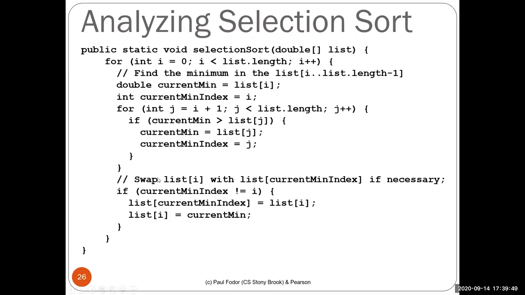In the case that the current minimum index is different than i, you need to swap the elements at index i and current minimum index, which is done here. First, I assign the current minimum, the element at index i, to the element at current minimum index, and then the current minimum is assigned to the element at index i.